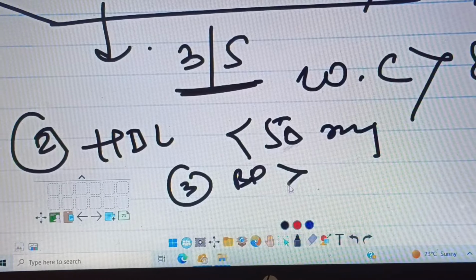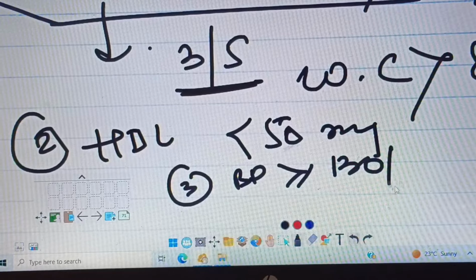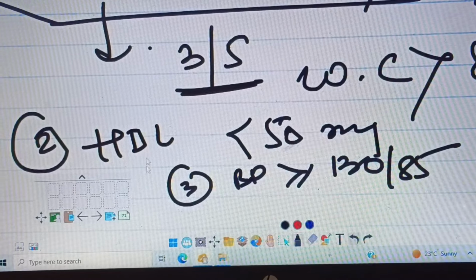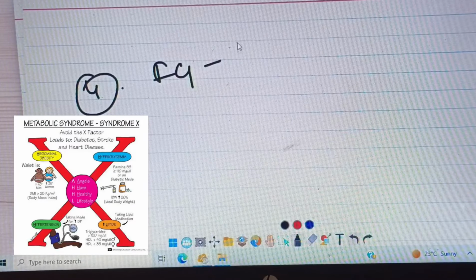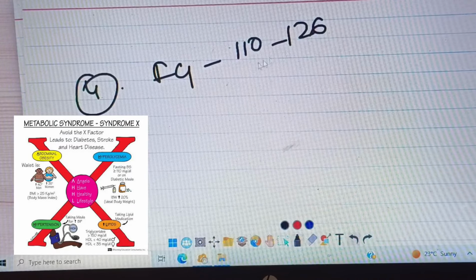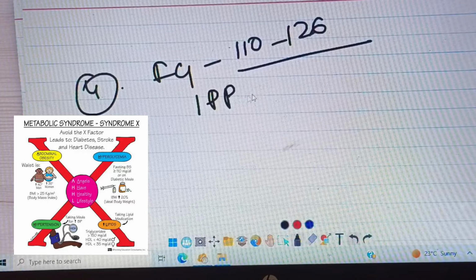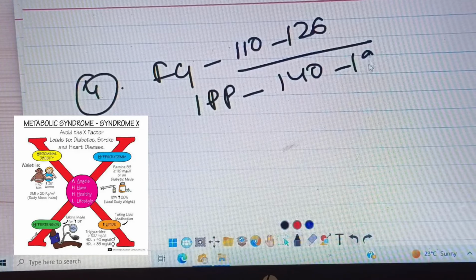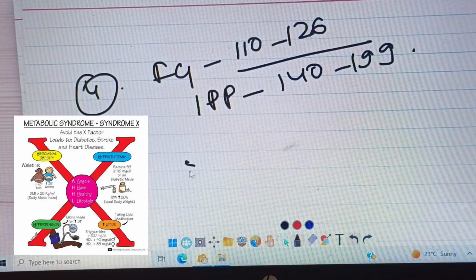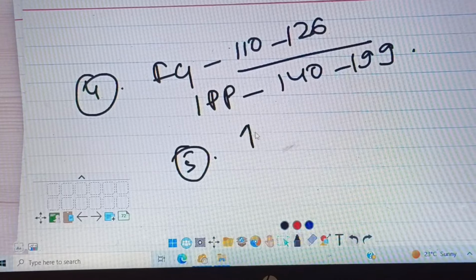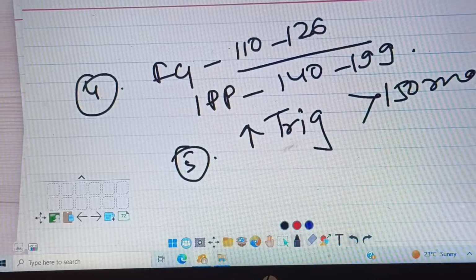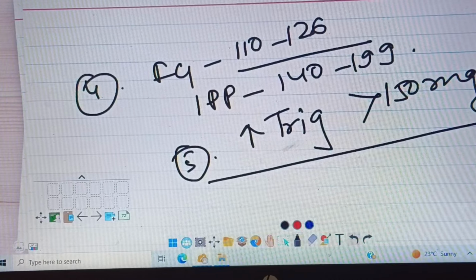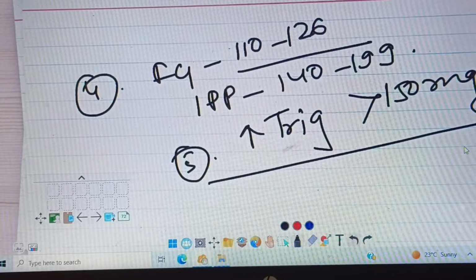Number 3, BP more than 130 by 85. Next, number 4, fasting glucose 110 to 126 milligrams per dl or postprandial 140 to 199 milligrams per dl. Number 5 is increased triglyceride levels to more than 150 milligrams per dl. So this is all about the metabolic X syndrome.